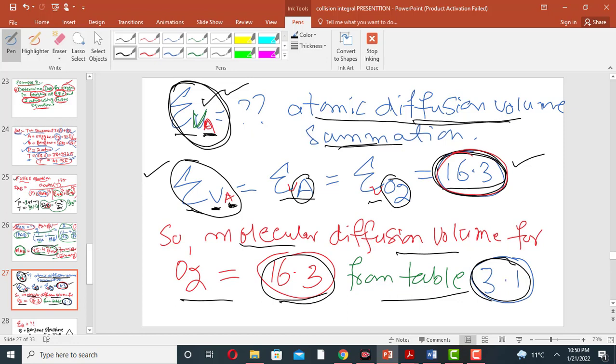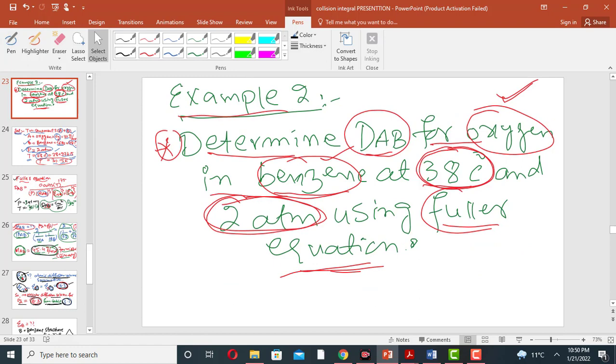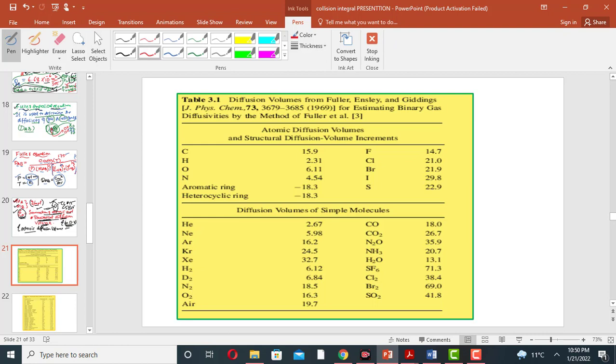Now here is table 3.1. So let's come to table 3.1. This is table 3.1, diffusion volume from the Fuller equation, the atomic diffusion volume and the structural diffusion volume. This is the atomic carbon atom, hydrogen, oxygen, nitrogen, aromatic ring, heterocyclic ring. So the atomic diffusion volume per carbon is 15.9, similarly per hydrogen it is 2.31, per oxygen it is 6.11, per fluorine it is 15.7, and then chlorine, bromine, iodine, sulfur. Similarly, diffusion volume for simple molecules: helium, neon, argon, krypton, xenon, hydrogen, deuterium, nitrogen, oxygen, air. So here we are interested in the oxygen transferring through the benzene.